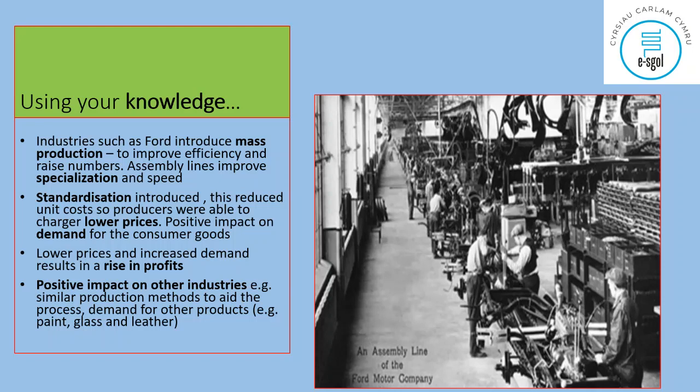So as you can see, I'm starting to name drop here and introduce examples from my knowledge. You can also see standardization here. This clearly reduced unit costs, because if producers are buying thousands of gallons of items or liters of items like paint and so many sheets of glass, then obviously their unit prices drop. So they're able to charge lower prices to the good old American consumer. This would clearly have a positive impact on demand for the consumer goods. So these lower prices and increased demand results in a rise in profit.